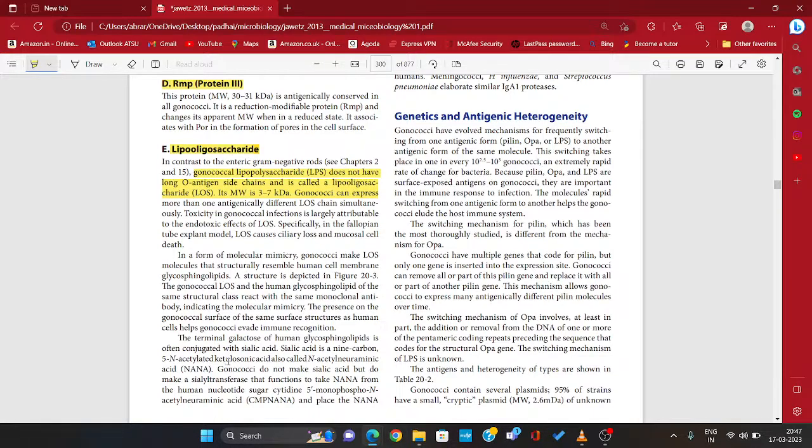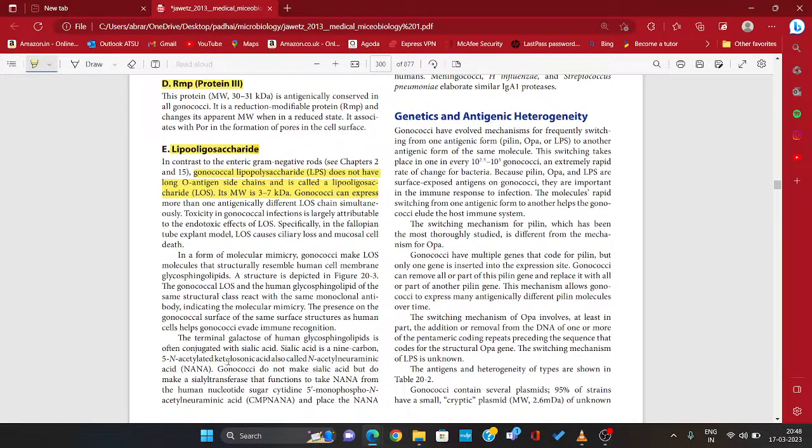So this gonococcal LOS and the human glycosphingolipid are very similar to each other, so our immune system cannot identify the LOS as foreign, and the bacteria can evade the immune system.